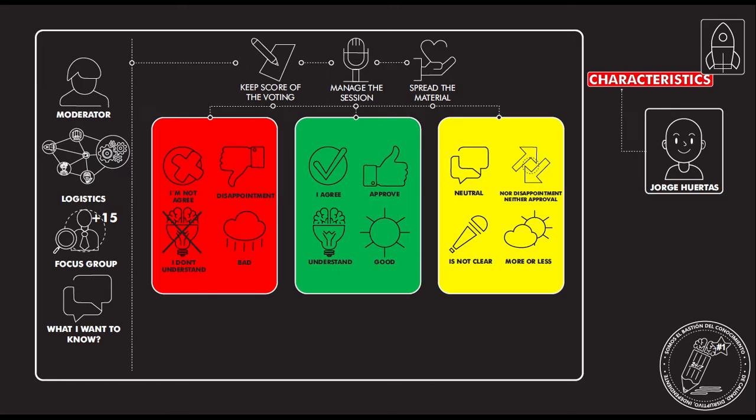We add another card, which is the yellow card, and the yellow card shows a neutral position about whatever they are showing. It means that I'm not disappointed, but I'm also not approving. It means that perhaps it is not that clear what he was saying, and sometimes it means that you are not convinced of whatever they are showing. So when you are showing the neutral card or the yellow card, perhaps the moderator needs to be very clear about what they are showing.